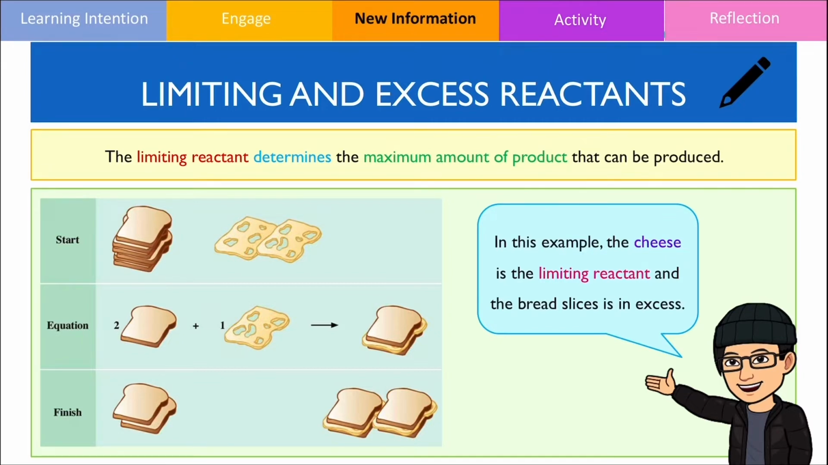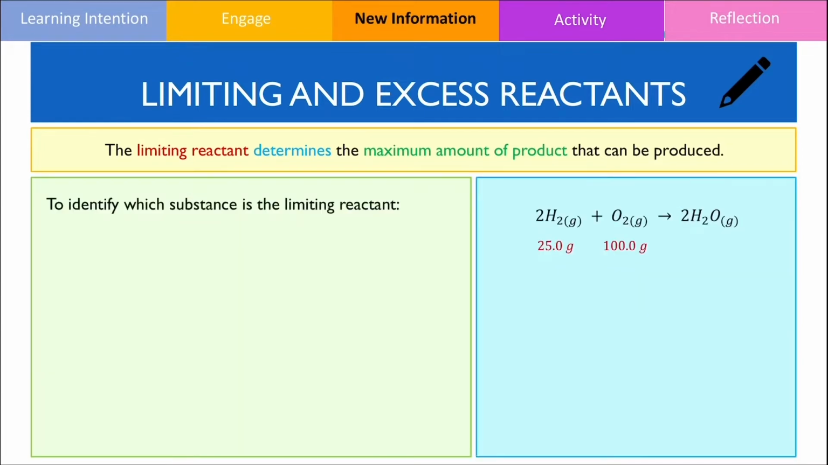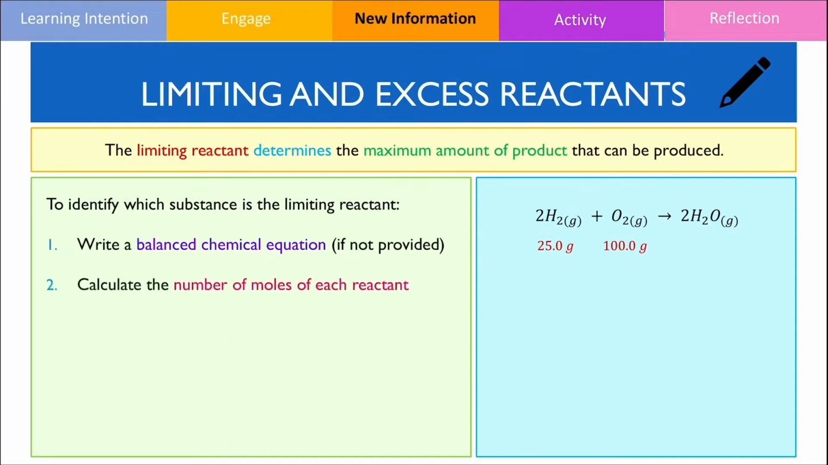Let's now see how we could do this using actual chemicals. To be able to find the limiting reactant, we need to make sure we follow the following steps. We need to ensure that we have a balanced chemical equation provided. If this isn't provided, then we will need to write a balanced chemical equation. Fortunately, in this example, the balanced chemical equation as well as the masses of the reactants are already provided. The second step is to calculate the number of moles of each reactant. To do this, I'm going to be using the formula moles equals mass divided by molar mass. If I do this for both of the following reactants, I should get the following answers.